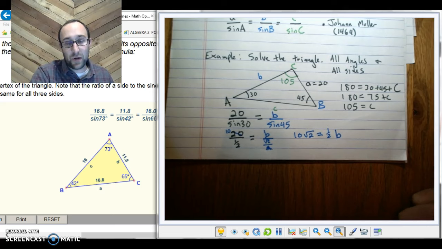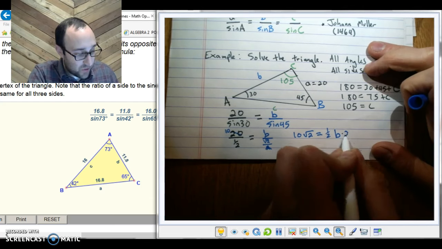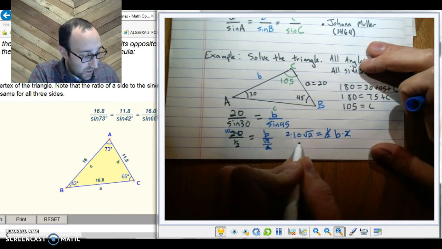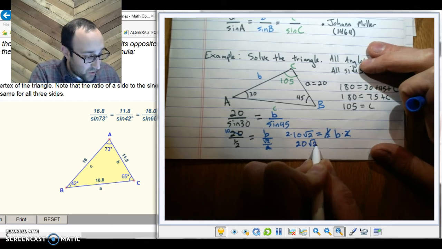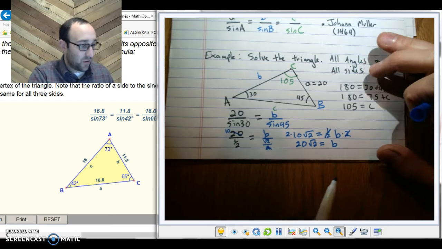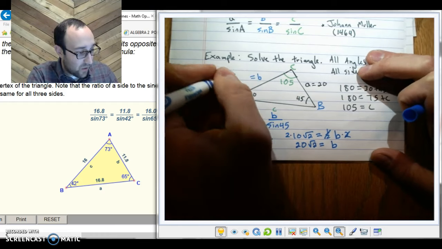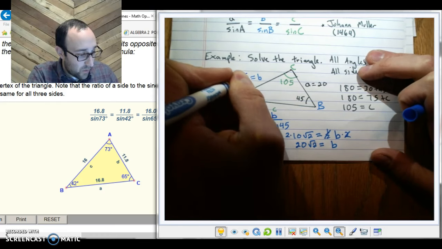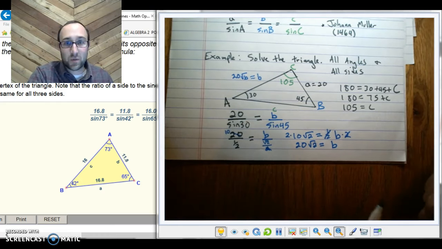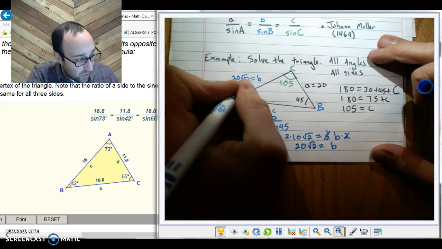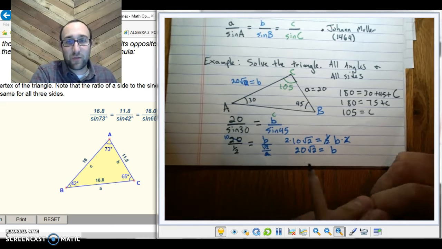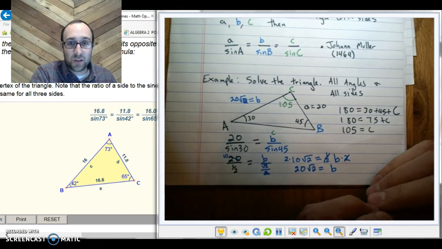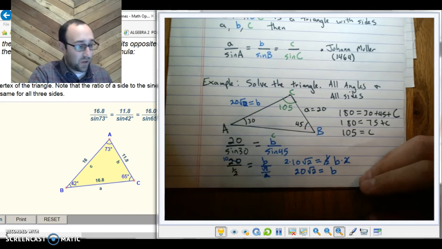So how do I get rid of 1/2? Multiply by the reciprocal, times 2, cancels these out, times 2, and I get 20 square root of 2 equals B. So I'm just going to go in and write that now. 20 square root of 2. Can I just leave it as 20 square root of 2? I could leave it as 20 square root of 2. If you wanted to go get your calculator and get a decimal approximation, that's fine. Otherwise, we can leave it.